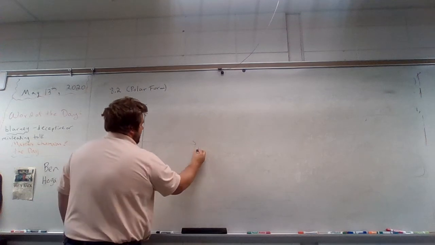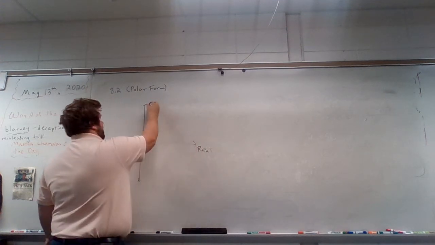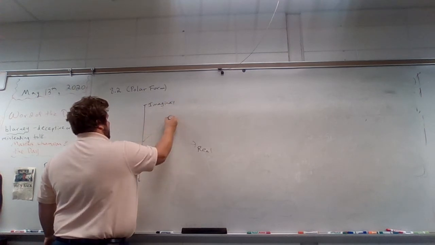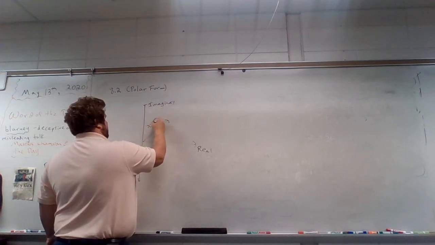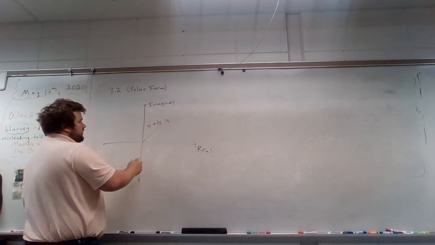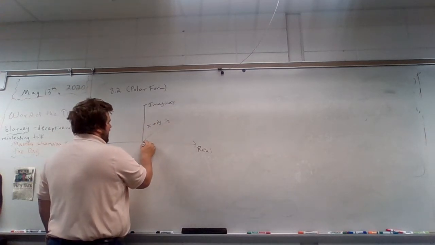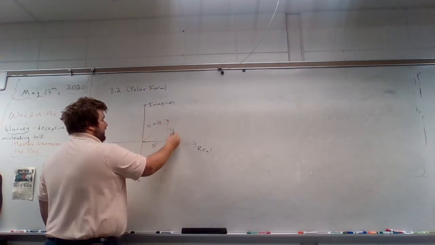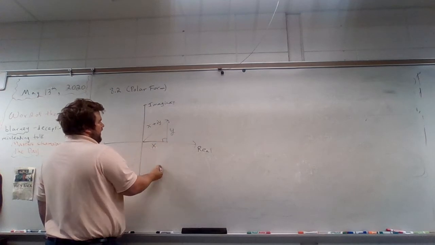And so here was my real axis. Here was the imaginary axis up here. And here was my vector, say x plus iy, right? And in my vector x plus yi, this length was x, this length was y. This is a right angle.